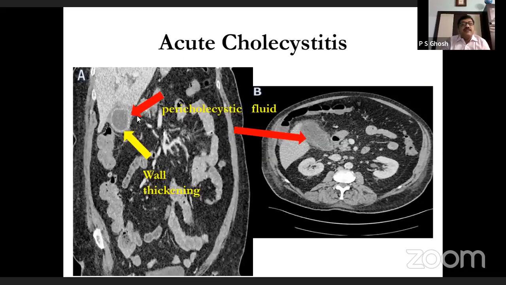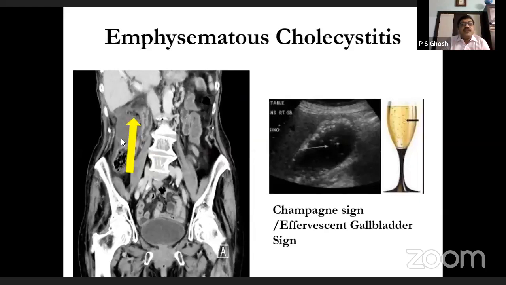They may be hypoattenuating or hyperattenuating as per the surrounding bile. Now, here we can see that there is some pericholecystic fluid and wall thickening, and also some fat stranding here, so it indicates that there is acute cholecystitis.